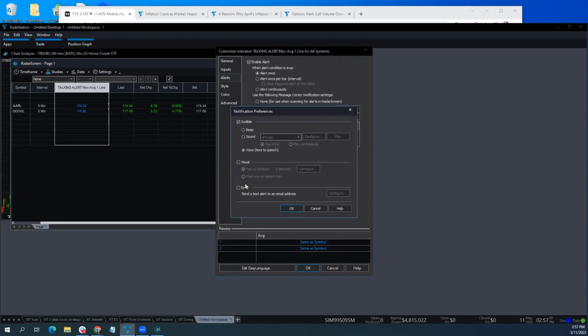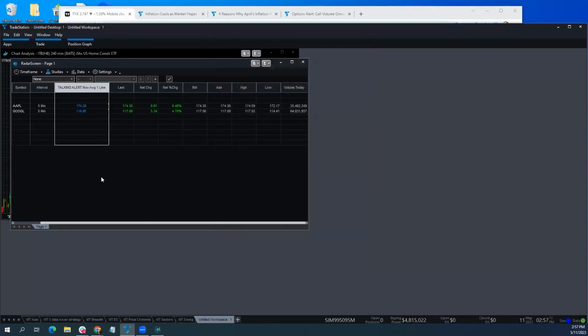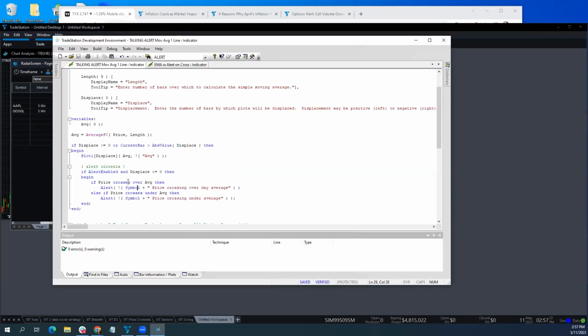And then we go to audible voice text to speech. I still like to make it visual, because then you actually see what it is as well. If you set this, what it will then do is it'll say something like AAPL, price tested moving average. So there's a lot of things you can do just by going in here and making some changes.